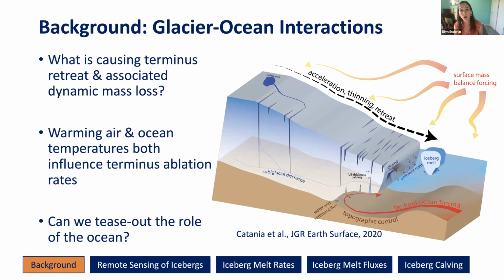So what's actually causing this? And like I said before, it's really hard to disentangle all these processes that are going on right at the terminus. We know that the air temperatures are warming. The ocean temperatures that we have, subsurface temperatures, also show us that's warming as well. But it's really hard to tease out how important the ocean is at driving these terminus changes versus changes in air temperature. And so I'm really trying to get at what is going on in terms of ocean forcing of these glaciers.